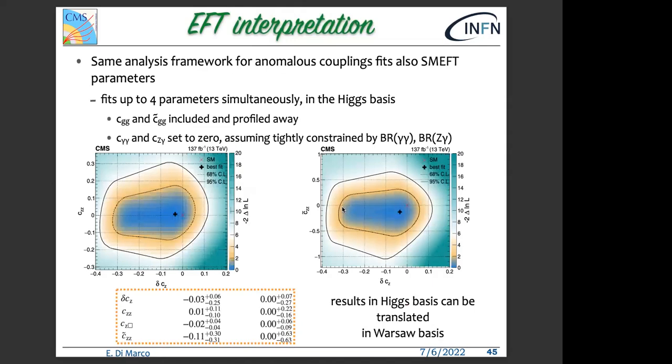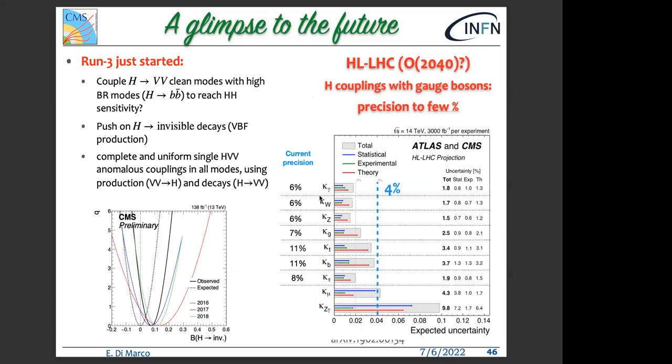And okay, just to give a glimpse of the future, there is a dedicated talk, but just to say that High-Luminosity LHC, which is very far in the future, will probably bring the couplings of the Higgs to the vector bosons to less than 2%. So this 4% is for all the modes, but this talk concentrated on H to VV. So you see that for the coupling with the photon, the W and Z, this goes lower than 2%. So it will be a precision measurement.